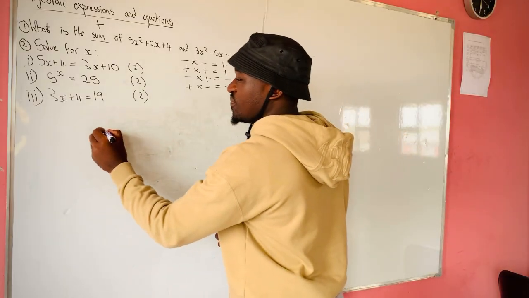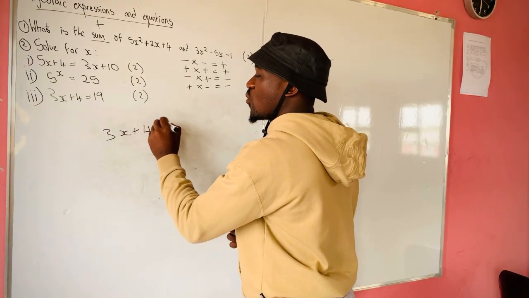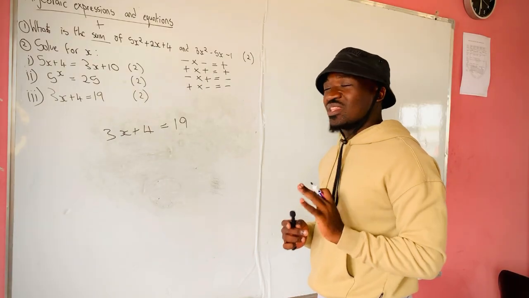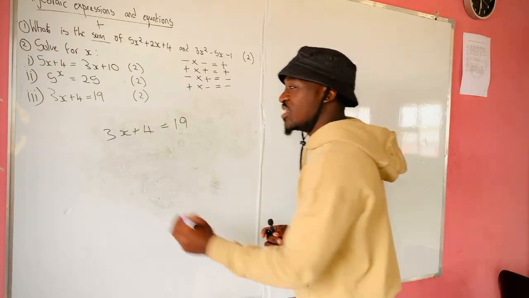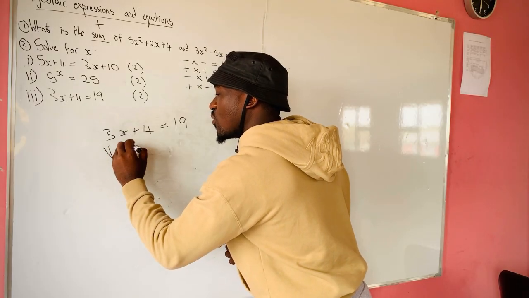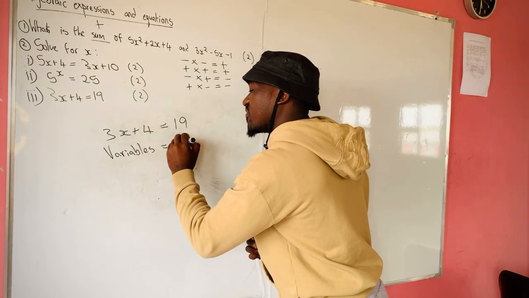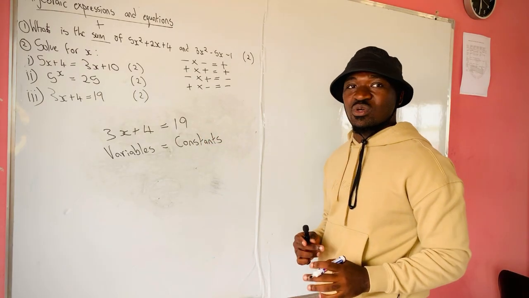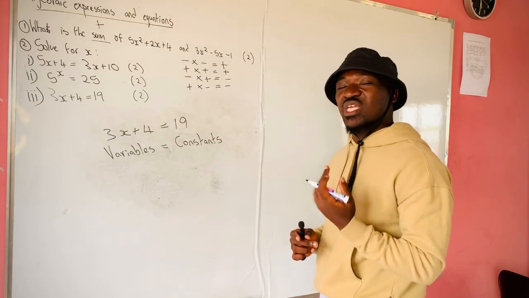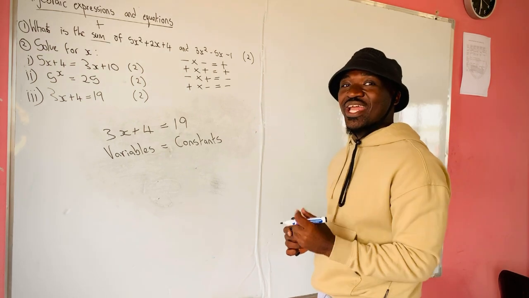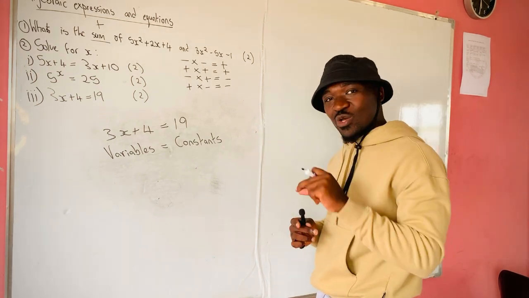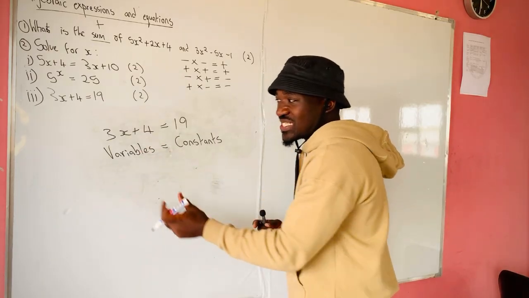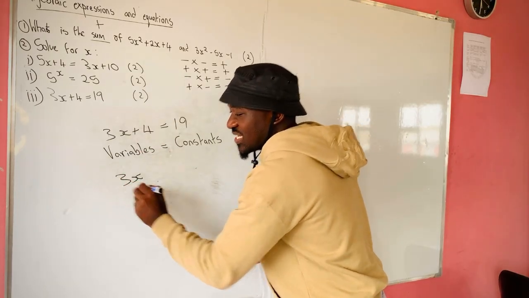The last one is simply 3x plus 4, which is equals to 19. Remember, we do the very same: variables equals to constants. Then once we have this kind of concepts, it's very simple. If we are looking at variables, we look at the equation and we want to deal with the ones with a variable. Which one has a variable? 3x, and 3x is already in this side. So we simply put 3x here.